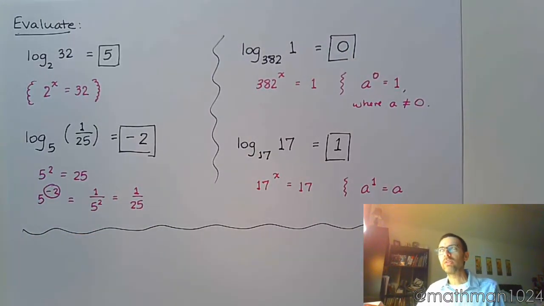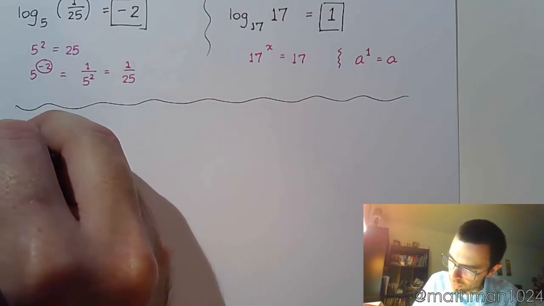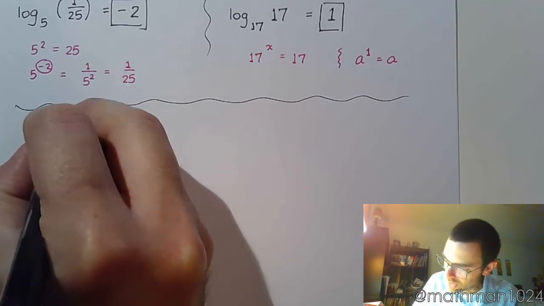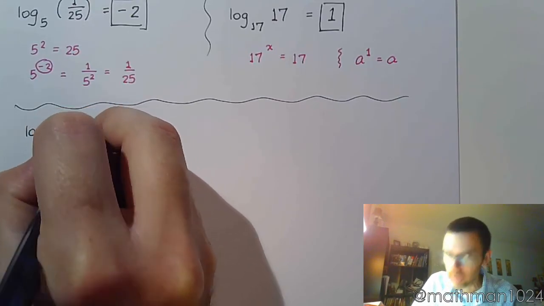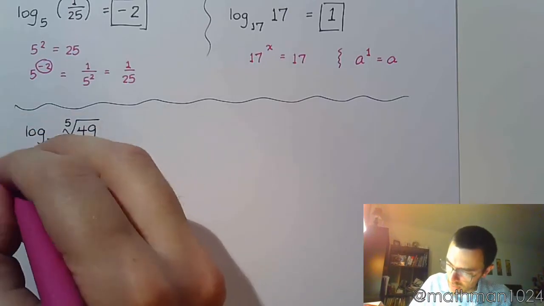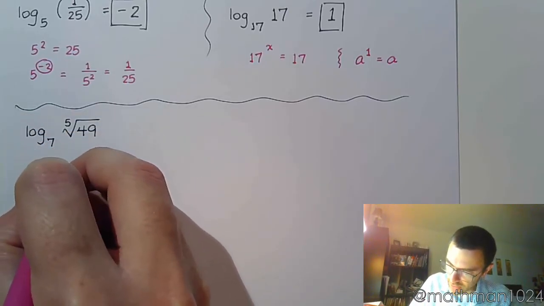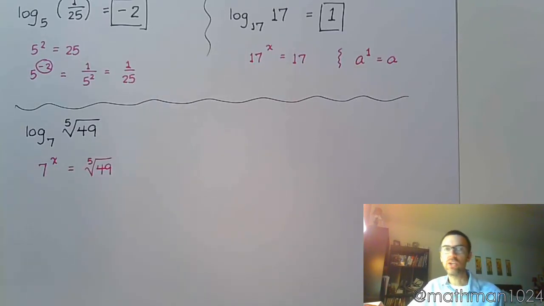But sometimes the answers are not quite as clear-cut as these. So if I ask you to evaluate log base 7 of the 5th root of 49. Now you could turn this into a big, elaborate exponential equation, and you could say this. I've got to find the power of 7 that's going to equal the 5th root of 49. You can do this and go through the process of solving an exponential equation, but it's actually not that bad, because of this.